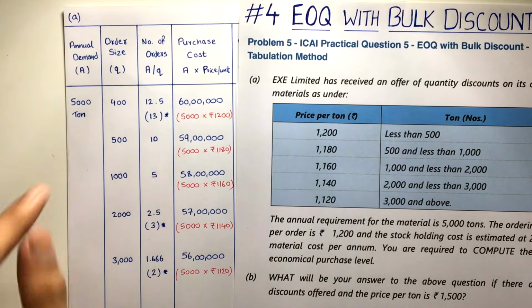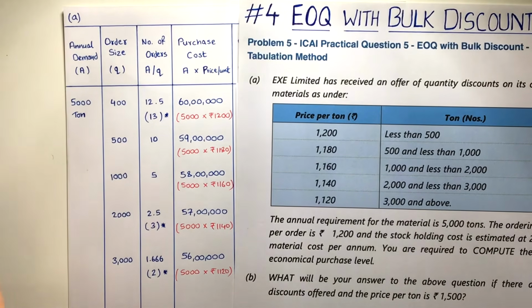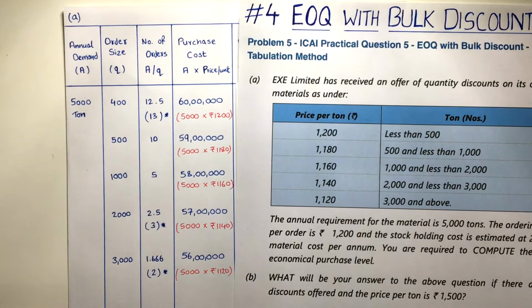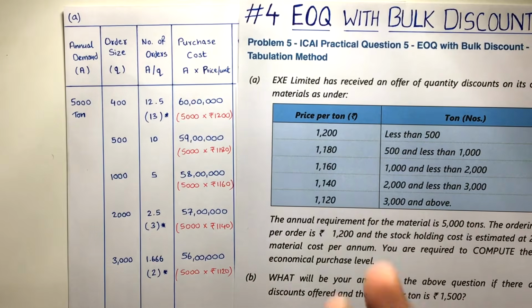We don't take the order size or anything else, just the annual demand, because we are calculating annual purchase cost. You have to remember this, annual purchase cost or total purchase cost. So in a year, how much you purchase? You purchase 5000 tons. That's your demand, isn't it? So that is the quantity you will be taking, not the order size. Okay, is it clear? So purchase cost we have calculated.